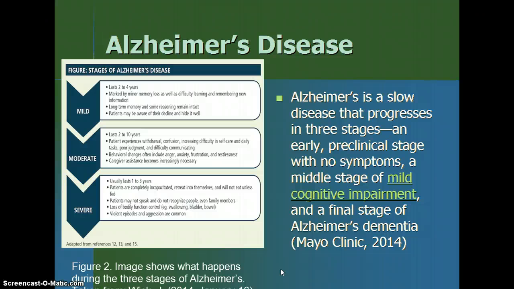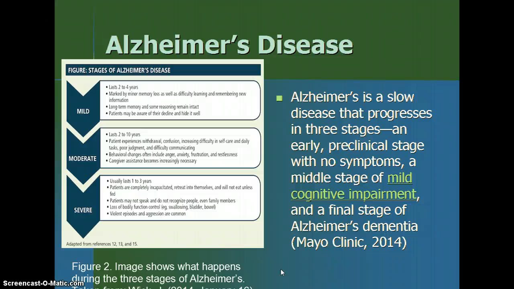Moderate lasts 2 to 10 years. The patient experiences withdrawal, confusion, increasing difficulty in self-care and daily tasks, poor judgment, and difficulty communicating. Behavioral changes often include anger, anxiety, frustration, and restlessness at this point. Caregiver assistance becomes increasingly necessary at this time.